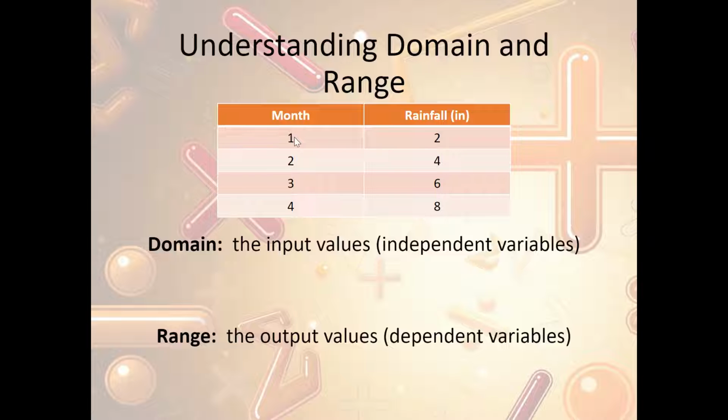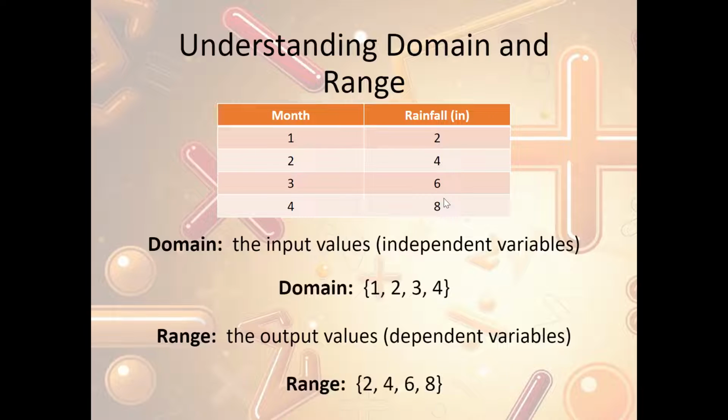Well, we can see that the values are 1, 2, 3, and 4, so that is our domain, 1, 2, 3, and 4. The range are these values here. So our range would be 2, 4, 6, and 8. So we have our domain, we have our range.